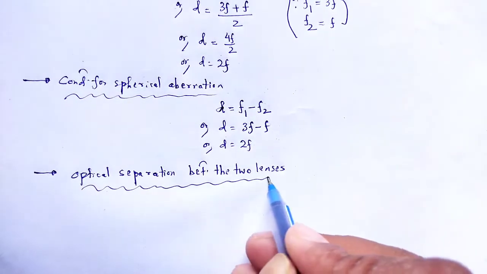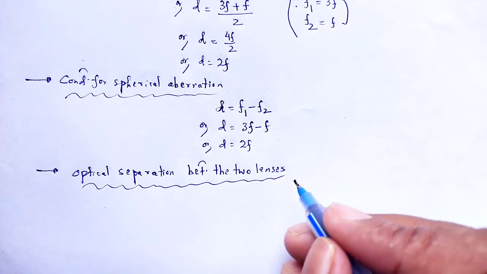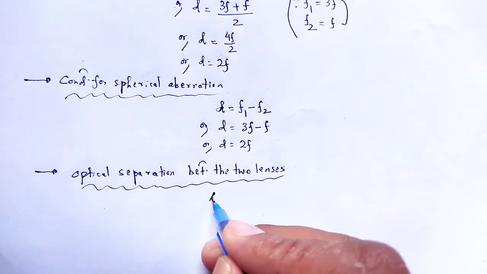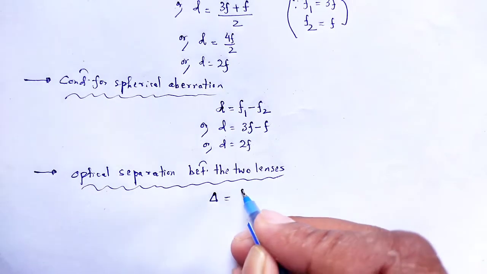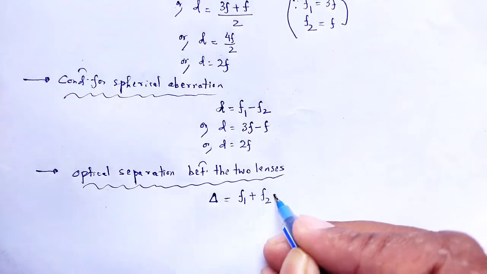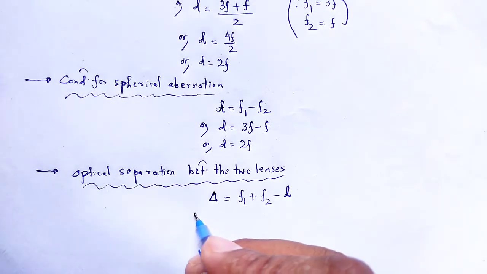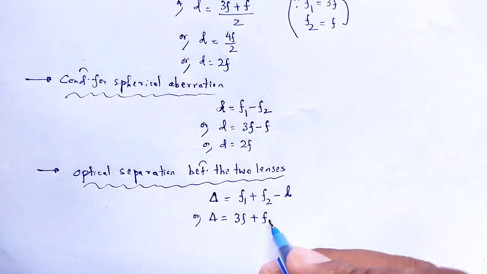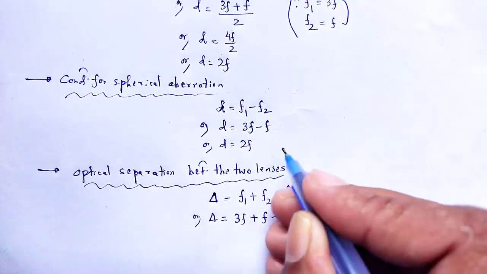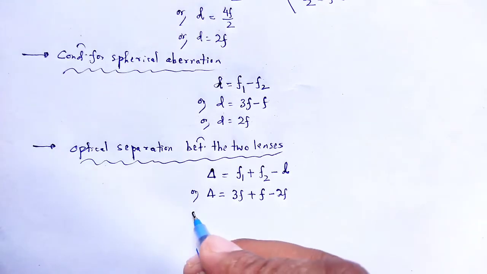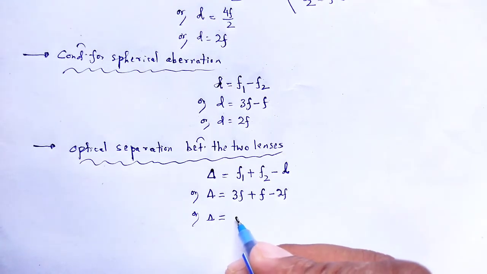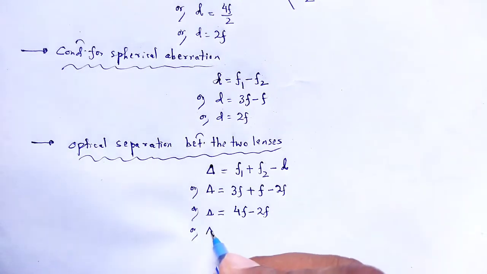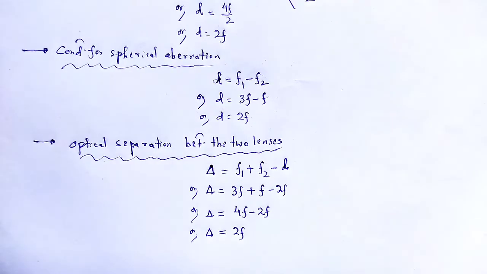Let the optical separation between two lenses be delta, which is equal to f1 plus f2 minus d. Here f1 is 3f, f2 is f, and d is 2f. Therefore delta is equal to 4f minus 2f, that is, the optical separation is also 2f.